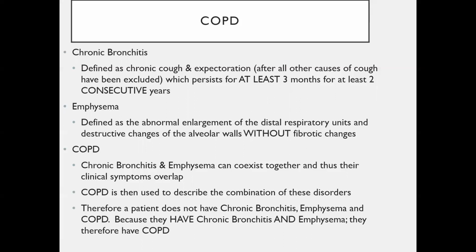Emphysema is defined as the abnormal enlargement of the distal respiratory units, right? So this is where the alveoli become abnormally distended and do not return to their normal shape. Now, the alveoli do not become fibrotic, meaning they are not hardening, but they just are not as elastic as they used to be. And then COPD is where chronic bronchitis and emphysema come together, right? And their symptoms overlap. It's usually used to describe the combination disorders. So the patient does not have chronic bronchitis, emphysema, and COPD. They have chronic bronchitis and emphysema, so therefore they have COPD.